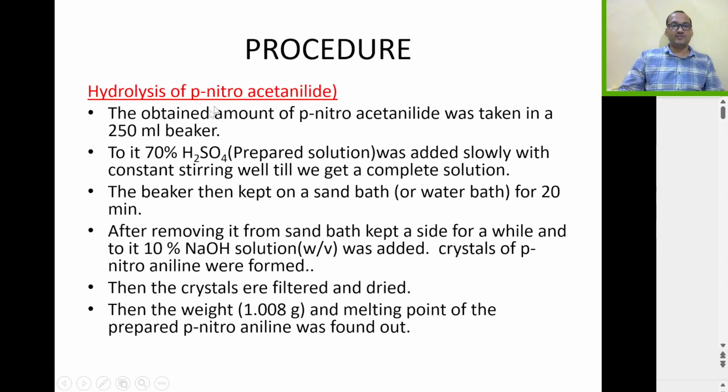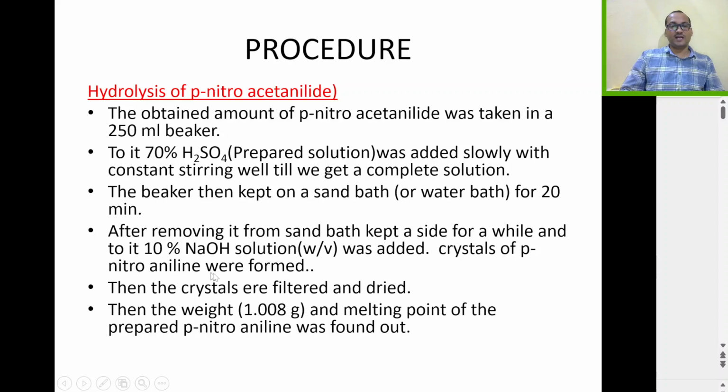The next is the hydrolysis of para-nitroacetanilide. The obtained para-nitroacetanilide was taken in a 250 ml beaker, then 70% H2SO4 was added and constant stirring was done till we get a solution. The beaker was then kept on a sand bath or water bath for 20 minutes. After removing it from the sand bath, we keep it aside for a while, and then 10% sodium hydroxide was added to it.